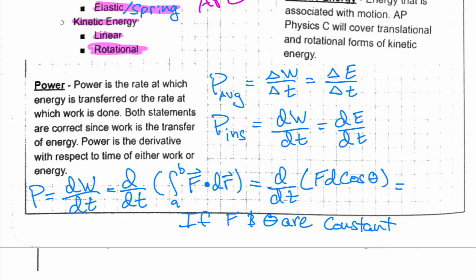The force is constant and cosine is constant. So that means we're left with the derivative of d with respect to t, and that's like dx/dt. It's the derivative of your position with respect to time, and that is velocity. So this becomes F v cosine theta, force times velocity times cosine of the angle between.